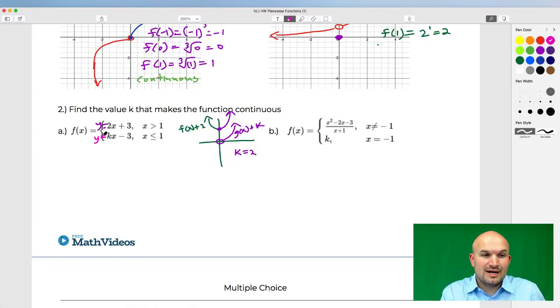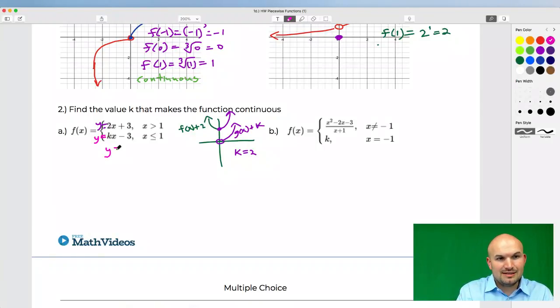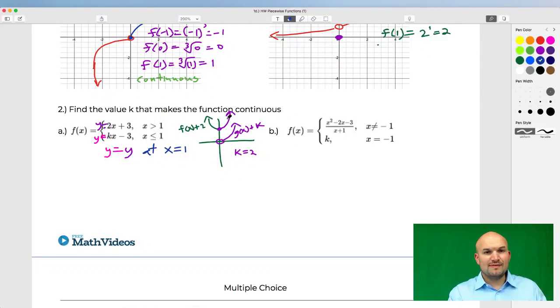So when x equals 1, these two equations basically need to be the same. We basically have to have y equal to the y, and that's going to be at x equals 1. So we want the y coordinates of the points to be the same when x is equal to 1. So the really simple thing, guys, is rather than saying the y, we can say this y is equal to 2x plus 3, and this y is equal to kx minus 3.